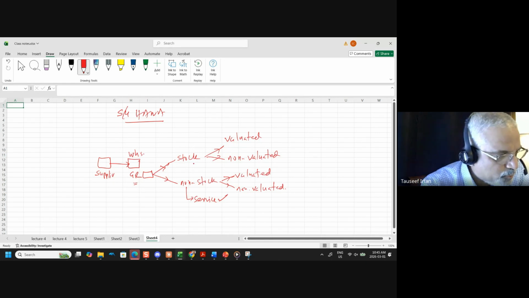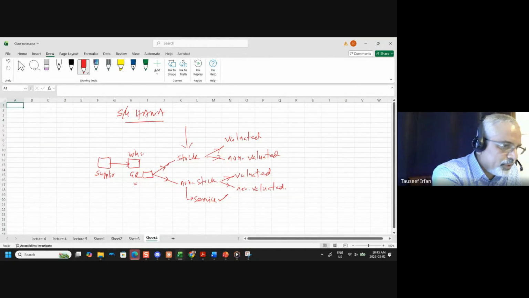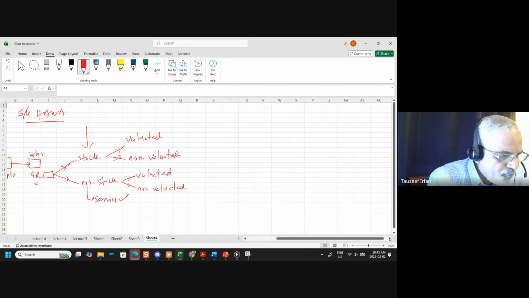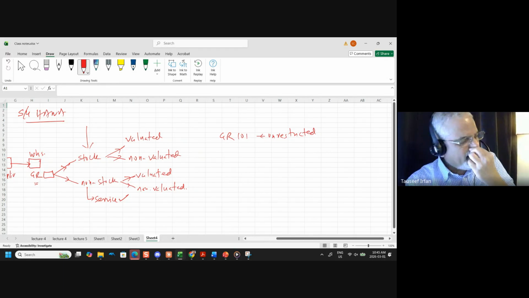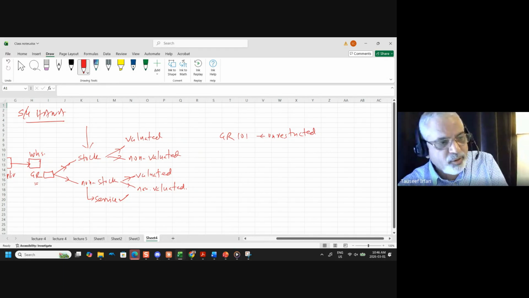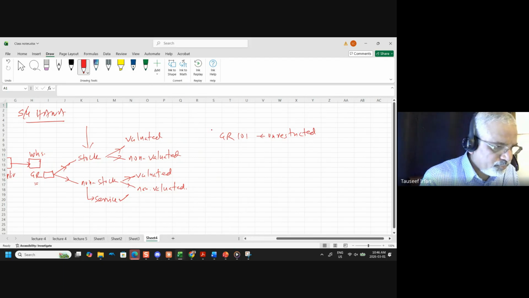Okay, let me explain this part. The first step is understanding stock versus non-stock. Then we go to valuated and non-valuated. So if you are receiving the product, let's say you are doing GR 101 unrestricted stock. Unrestricted means you buy it or you sell it, or you buy the raw material and immediately you can use it. No restriction on selling or consumption. That is known as your stock.